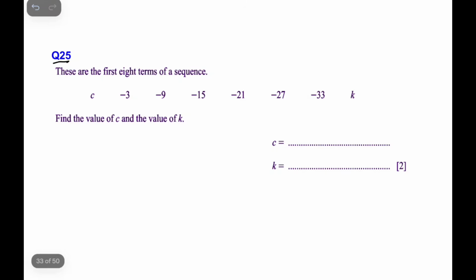Question number 25. These are the first 8 terms of a sequence. We have to find the value of c and k. Now if we find the difference, here it is minus 6, minus 6, minus 6.